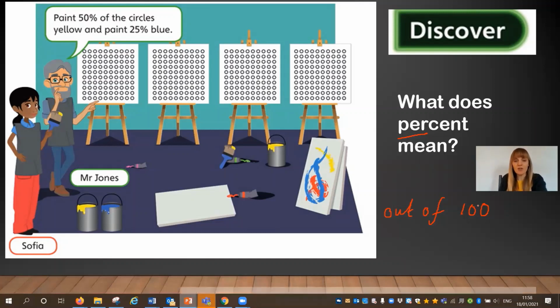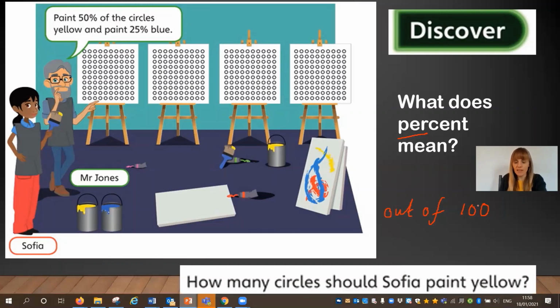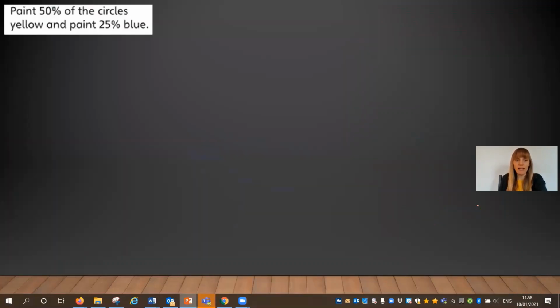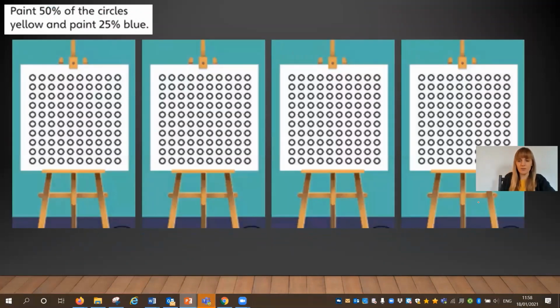So let's have a look at the first question. It's now saying, how many circles should Sophia paint yellow? Now she's got to paint 50% of the circles yellow. So here are our easels. Now, like we've just said, 50%.